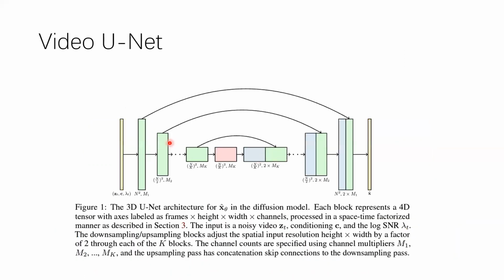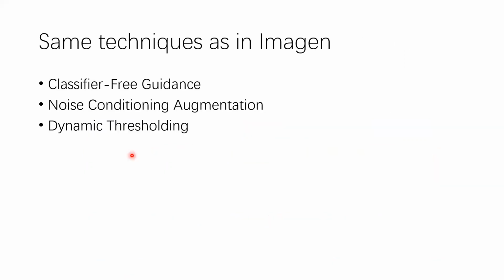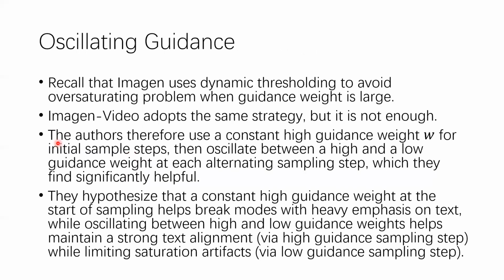So this block, each block is kind of the arrow here, how they change this one to this one. They use this space-time separate block. And they use a lot of the same techniques as in Imagen, like the classifier-free guidance, the noise conditioning augmentation, and the dynamic thresholding. And by the way, in this paper, they find that dynamic thresholding is not enough to avoid the problem of oversaturating.